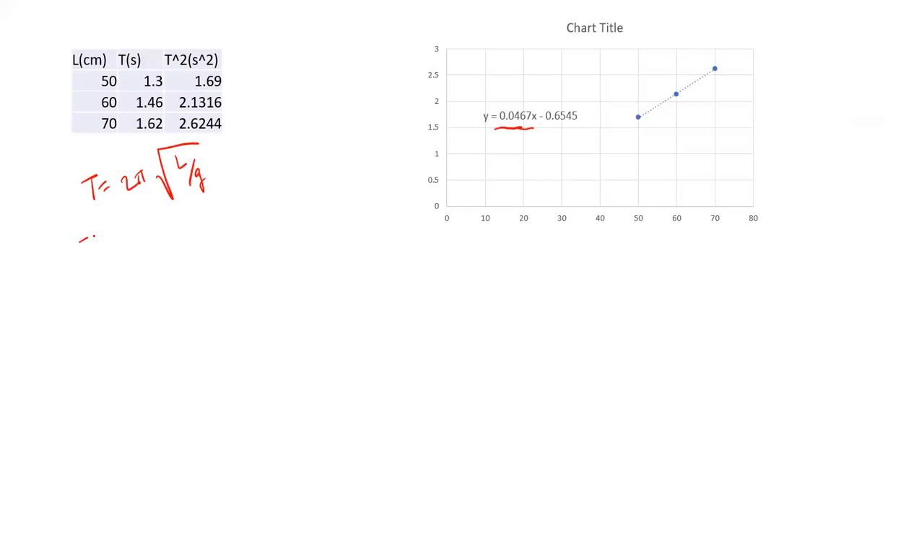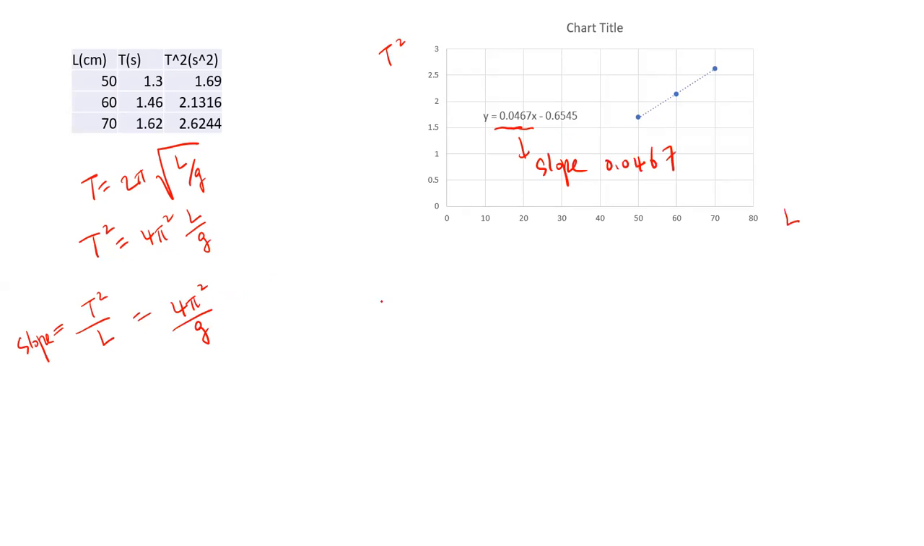If we square both sides, T squared is 4 pi squared times L over g. Then T squared over L is the slope. That is 4 pi squared over g, right? In this case, the slope is 0.0467.